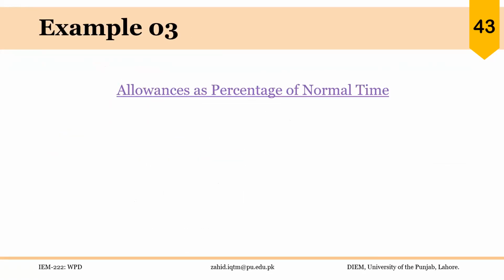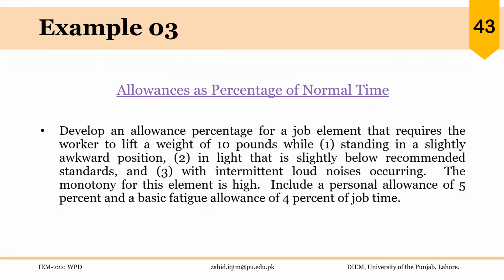And then there are a number of variable allowances. So let's solve a simple example. We have to develop an allowance percentage for a job element that requires the worker to lift a weight of about 10 pounds while standing in a slightly awkward position in light that is slightly below recommended standards with intermittent loud noises occurring. The monotony of this element is high, and we have to include a personal allowance of 5% and basic allowance of 4%. So what will be the total allowance for this job?